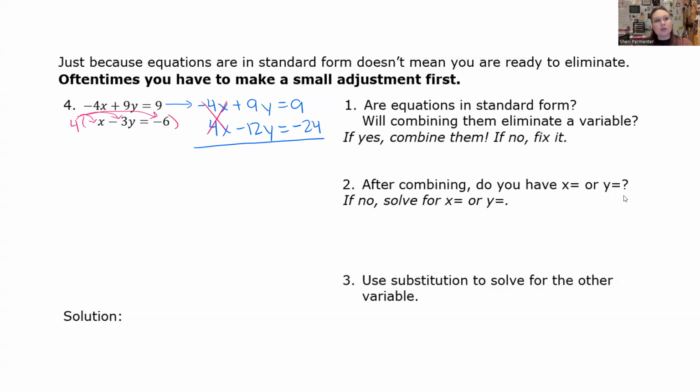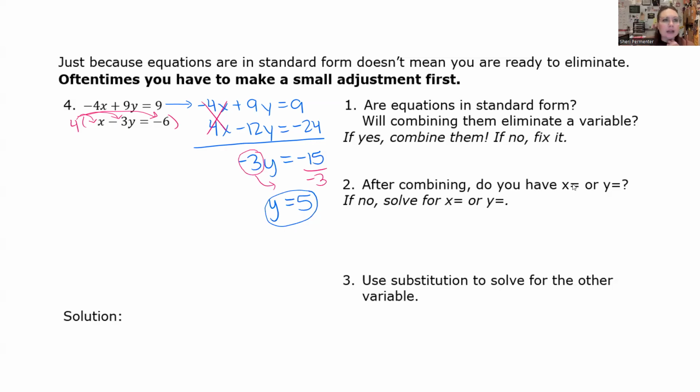So after you combined, we're going to combine. So 9 minus 12, what is that? -3. What's 9 minus 24? -15. And I just have one step to get the y by itself. Yep. Divide by -3. A negative divided by a negative will be a positive, and 15 divided by 3 is 5. So I know the first part of my solution.